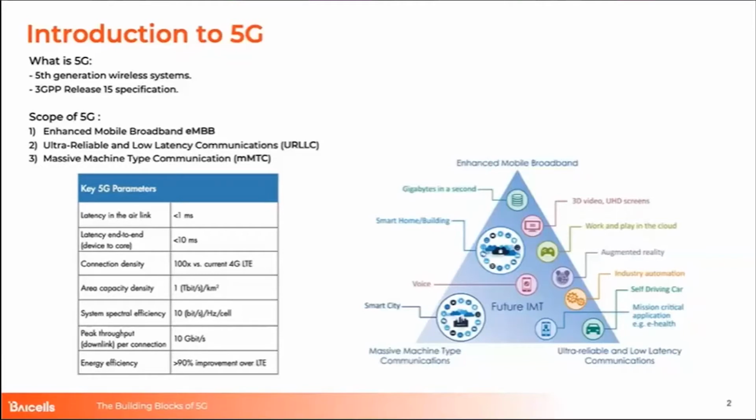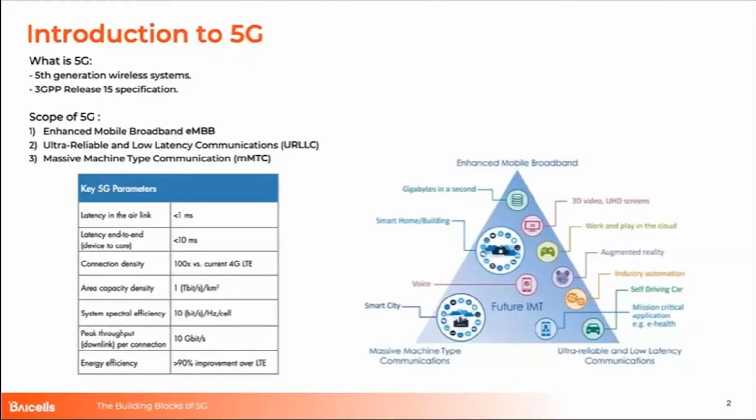The three main pillars when it comes to 5G, if you look at this triangle right here: the enhanced mobile broadband, or what's called eMBB, and this is about throughputs and speed. Some of the use cases and applications that fall under this driving factor are streaming 8K videos, 3D videos, and work and play in the cloud that requires a lot of speed and throughput.